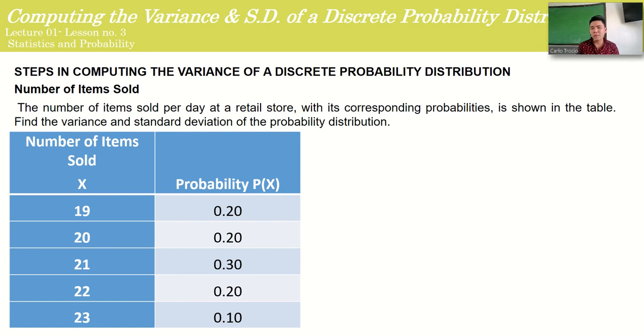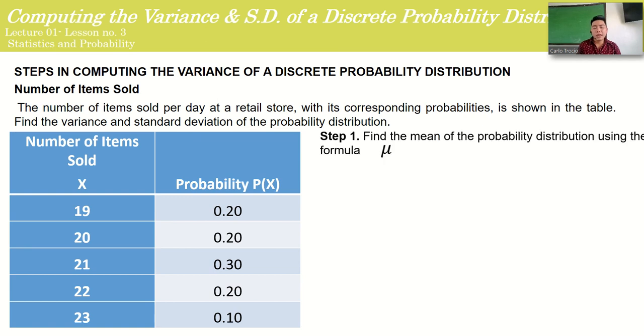So we are already supplied with this probability distribution. But if we are not yet supplied, of course we need to construct it. So you have numbers of items sold and then the probability of having it. So you have step one, find the mean.